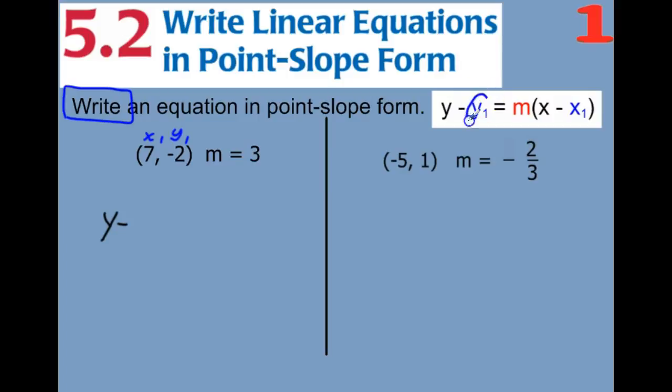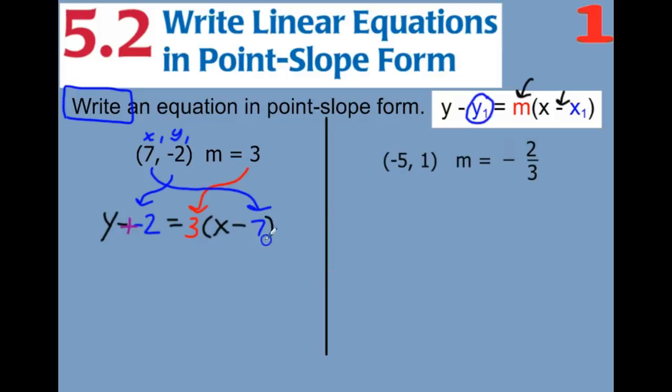So my y1, the number that's going to go right here, is really the number -2. If we have two negatives next to each other, we know those make a positive now. Then it says equals m. So now I'm going to plug in whatever m is, and m is 3. Then there's a parentheses, and it says x minus, that's part of the equation right there, x1. So x1 is really this number right here, 7.